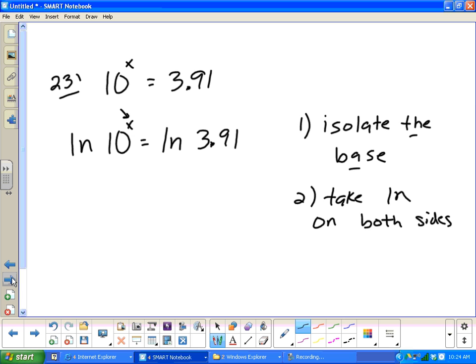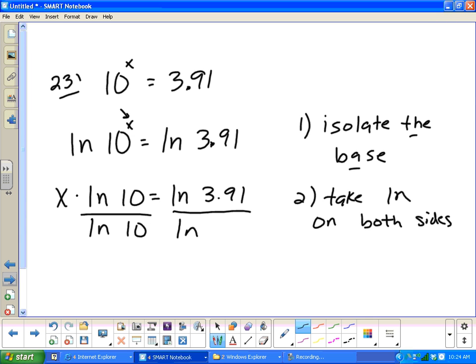Right, put it in the front. Okay? The power property. So we have x times the natural log of 10 equals the natural log of 3.91. Okay? Now that x is not an exponent anymore, how can I solve for it now? Right, divide. It's x times the natural log of 10. So to undo it, we would just divide by the natural log of 10. And here's where my calculator is going to come in. Okay, so that'll go away right there.